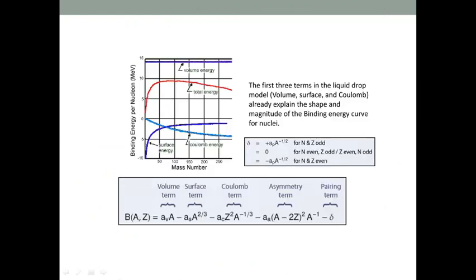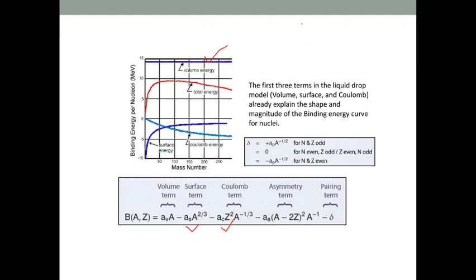This has been shown here in this diagram. You can see that this is the volume term. It's a constant. It is not dependent on the atomic mass. Here you can see this is zero, this is plus 5, this is minus 5. You can see that the Coulomb term is on the negative side because it has a negative contribution. You have minus A_C, you have minus A_S. That's why the surface term is shown like this.